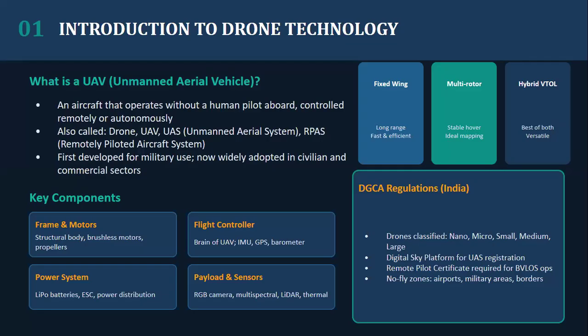We shall start with the introduction to drone technology. According to the existing literature, there are three major categories of drones. The first one is fixed wing drones, which offer long range coverage and efficiency. Multi-rotor drones provide excellent stability and are ideal for mapping. Hybrid vertical takeoff and landing drones combine the advantages of both systems. The major components include the frame, motors, flight controller, power systems, and sensors such as RGB cameras, thermal cameras, multispectral sensors, and LiDAR systems.